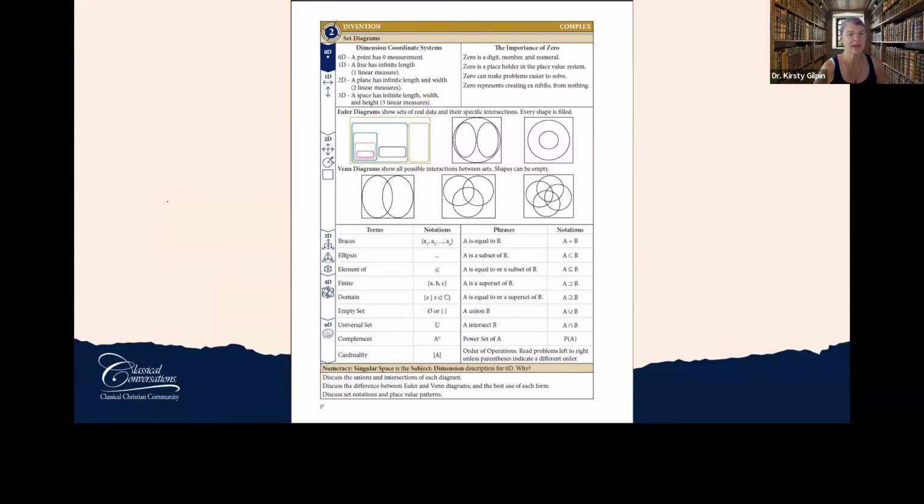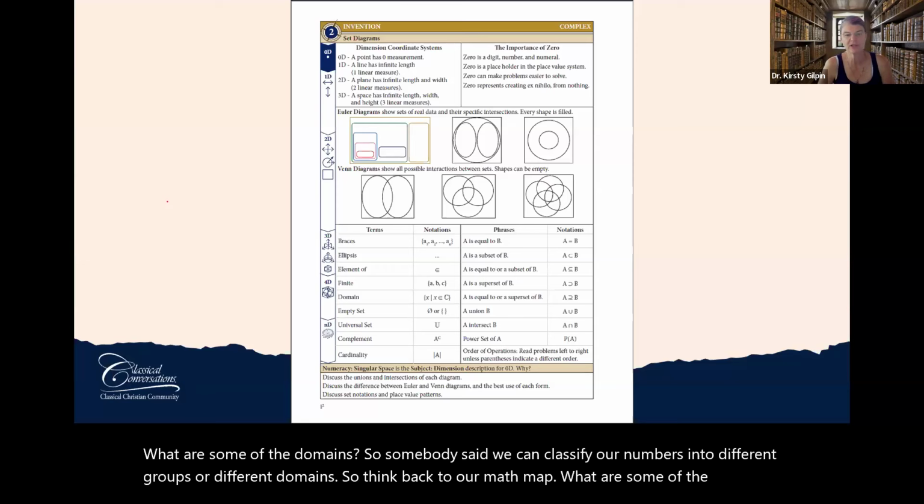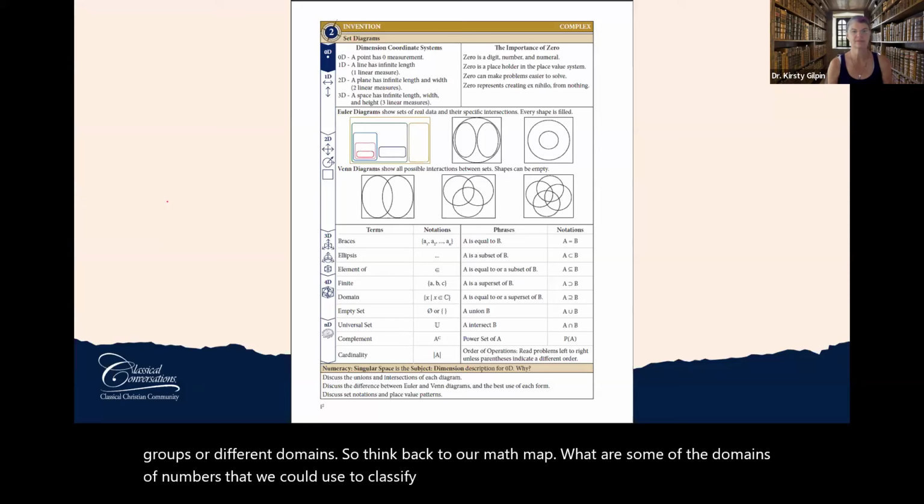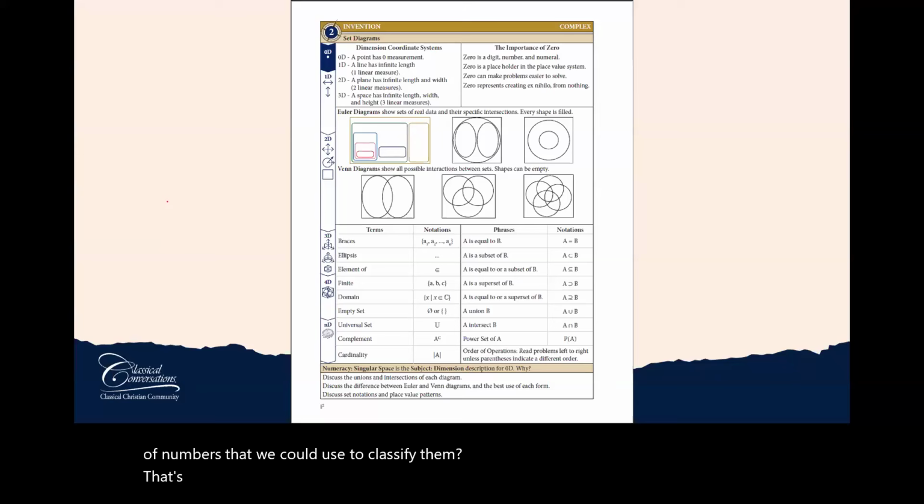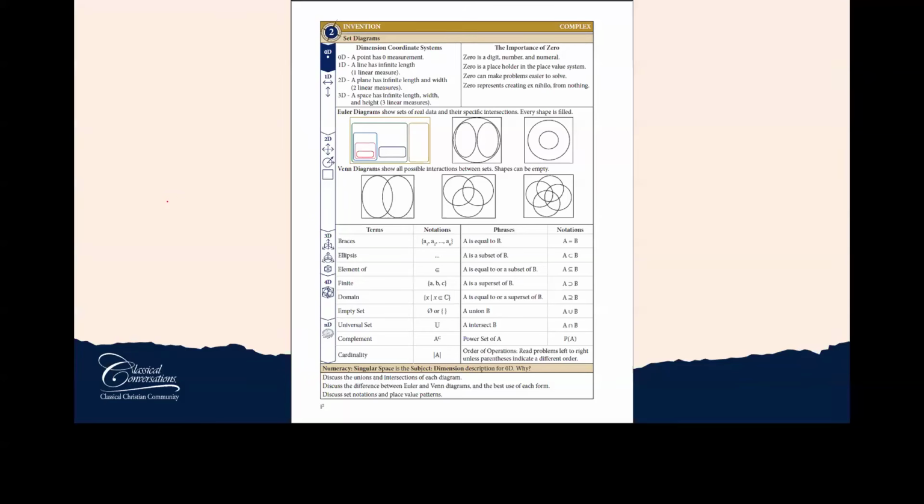What are some of the domains? Somebody said we can classify our numbers into different groups or different domains. So think back to our math map. What are some of the domains of numbers that we could use to classify them? Digits. We have naturals, rationals, integers, transcendentals. Complex, reals, fractions, irrationals, monomials, binomials, polynomials.